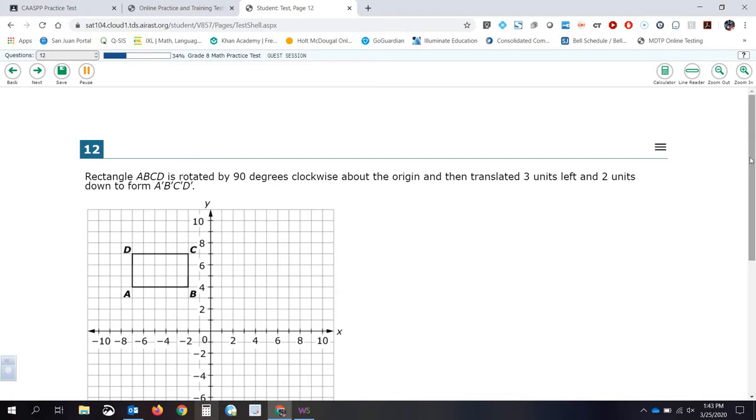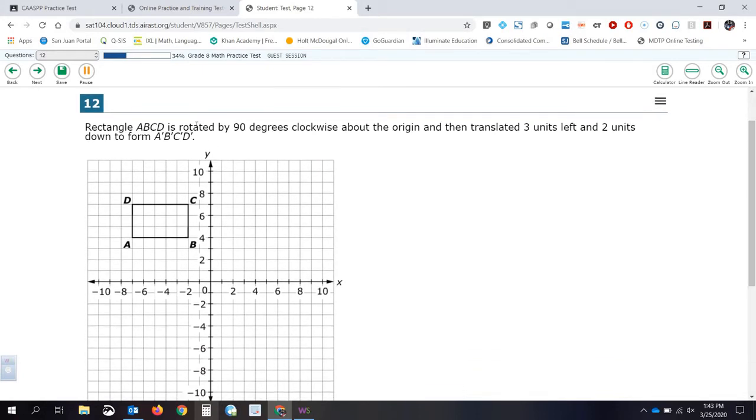Moving on to number 12. Rectangle ABCD, there's rectangle ABCD, is rotated by 90 degrees clockwise about the origin and then is translated 3 units left and 2 units down to form a new triangle A prime, B prime, C prime, and D prime.